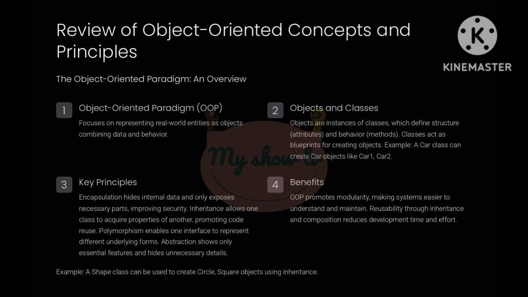Inheritance allows us to create new classes from existing ones, so we can reuse code efficiently. For example, a sports car can inherit features of a car and add more. Polymorphism means one interface with many forms, like the same function name performing differently depending on which class is using it. Another concept is abstraction, which means hiding unnecessary details and focusing on essential features.